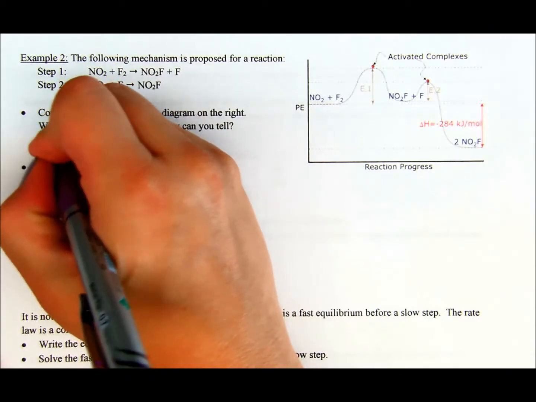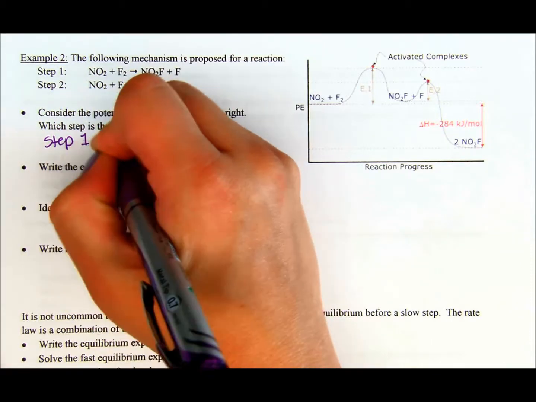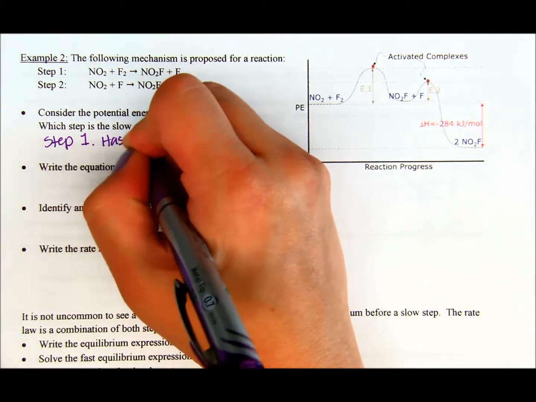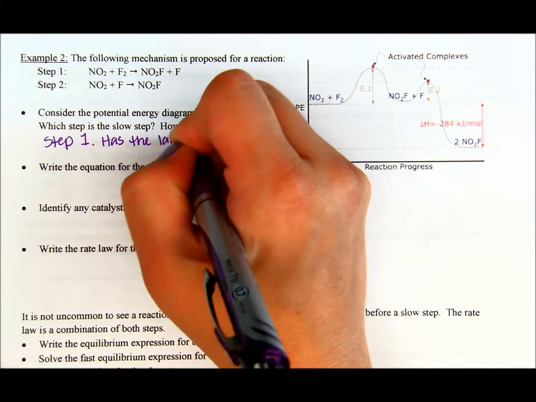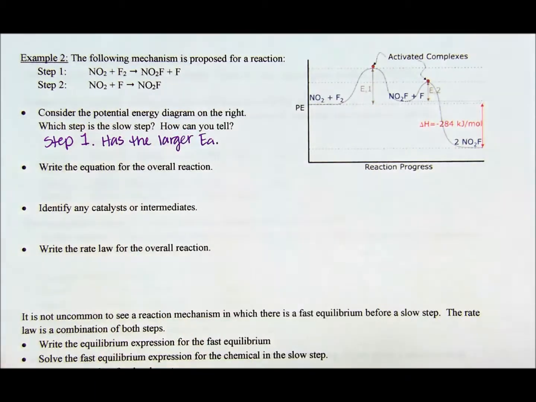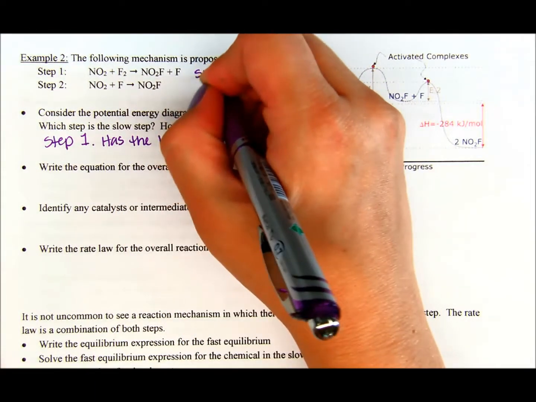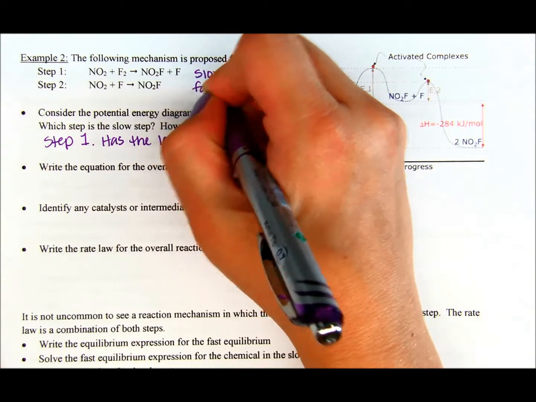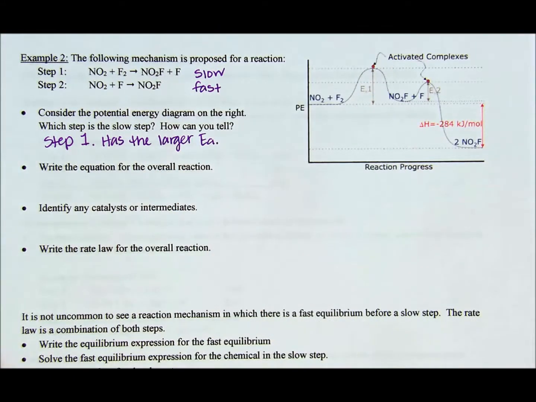So step 1 has the larger activation energy. Okay, so I'm going to just go ahead and label them up here. So this one's going to be slow, that one's going to be fast. We can tell that from our graph.